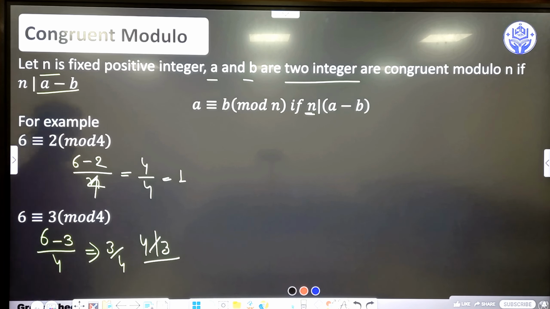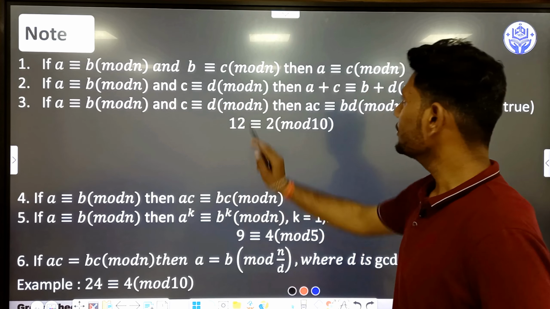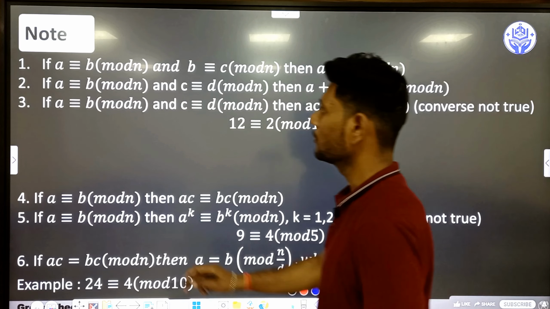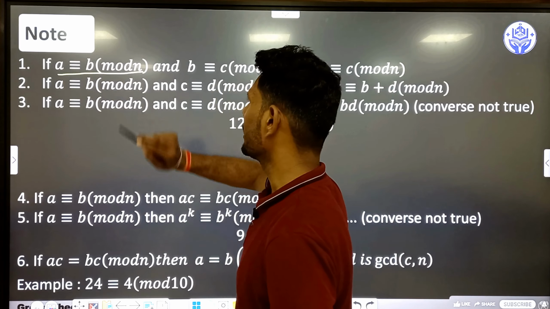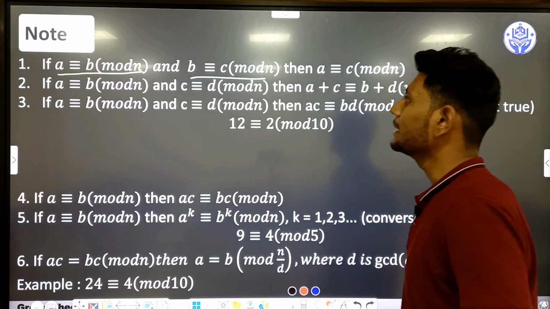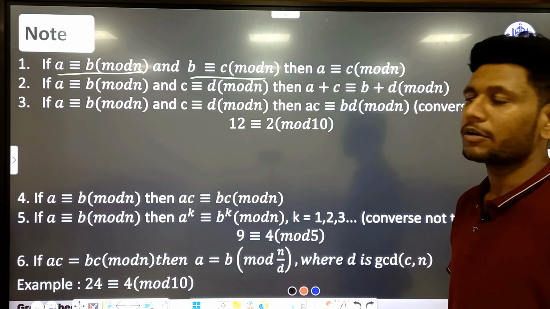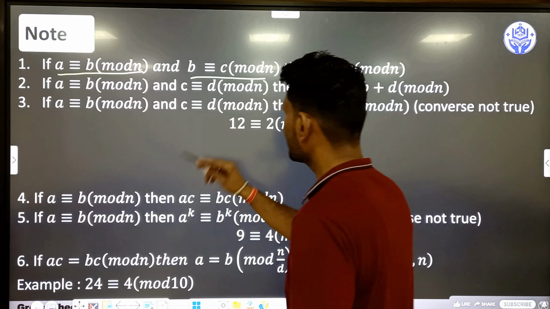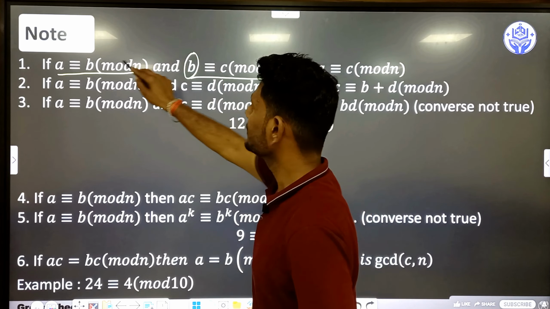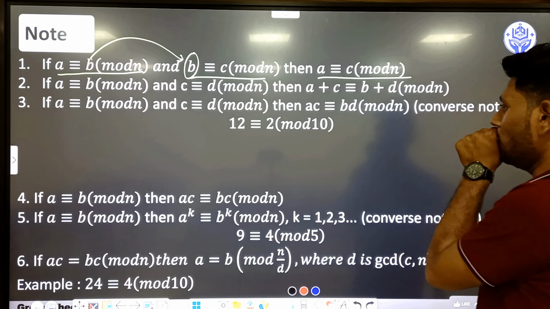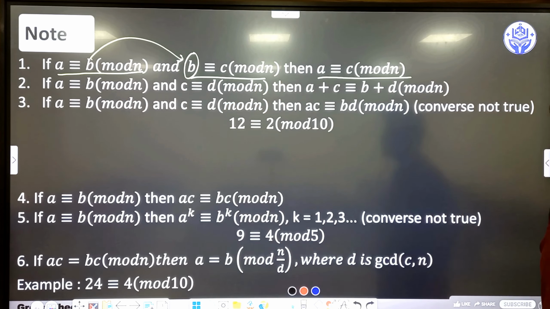Now there are some note points or results that we will also discuss here. The first note point is that if A is equivalent to B mod n and B is equivalent to C mod n, we have two congruences. The first one is A is equivalent to B mod n, and another one is B is equivalent to C mod n. Then A will be equivalent to C mod n, because the second congruence is nothing but the congruence of this B. Then the result says A is congruent to C mod n.